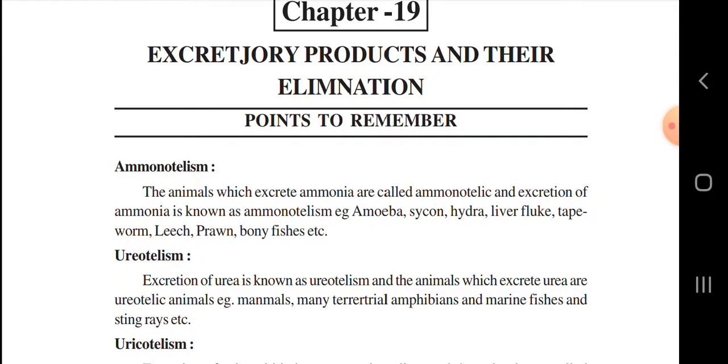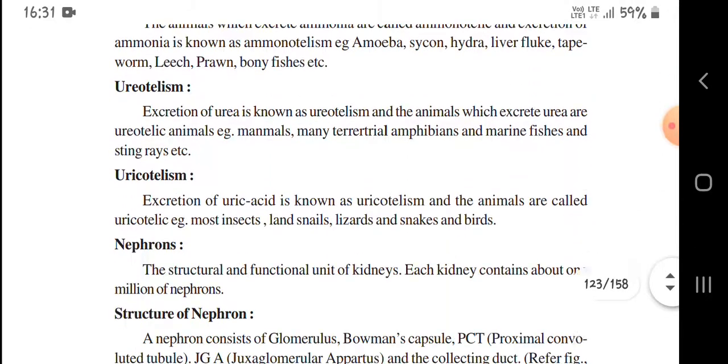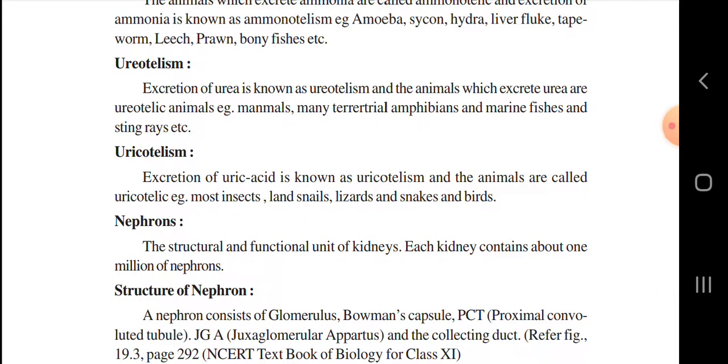Ammonotelism. The animals which release ammonia, the excretion of ammonia, is known as ammonotelism, like amoeba, hydra and other animals. Next, ureotelism, the excretion of urea. Ureotelic animals include mammals, many marine fishes and other animals.